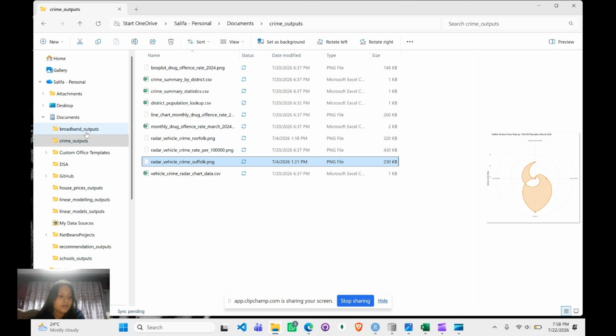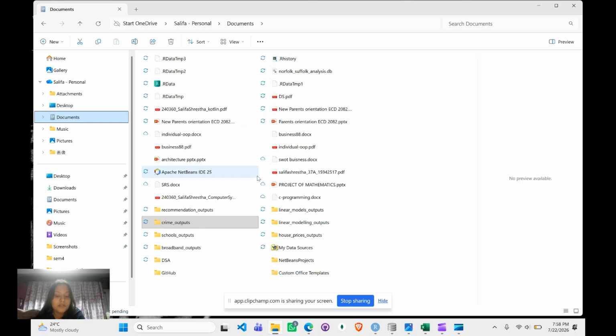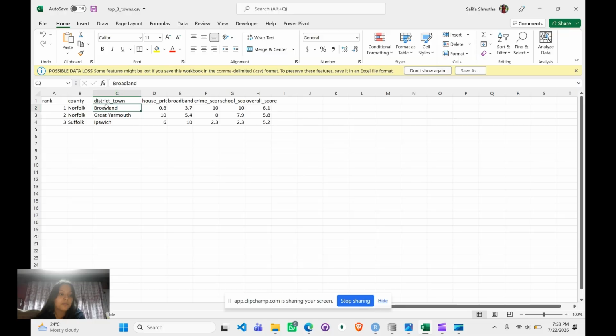Based on this analysis, the top three locations were Broadland, Great Yarmouth, and Ipswich, and each town had different strengths. Broadland performed particularly well for safety and school. Great Yarmouth had the most affordable housing, you can see in the numbers, and Ipswich achieved the highest broadband speed. Rather than selecting the winner based on a single factor, the combined scoring produced a much more balanced recommendation.